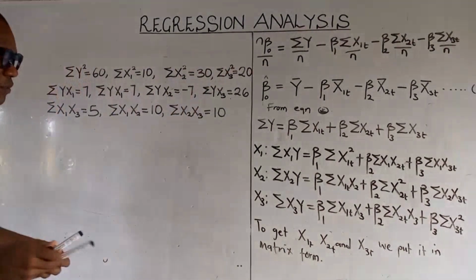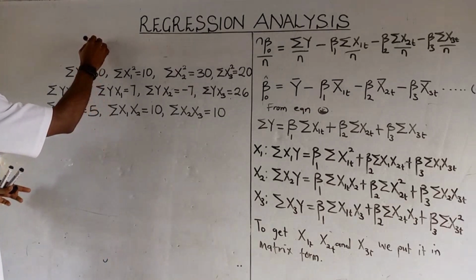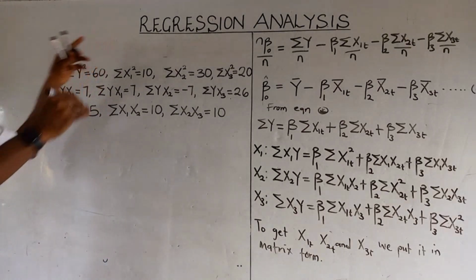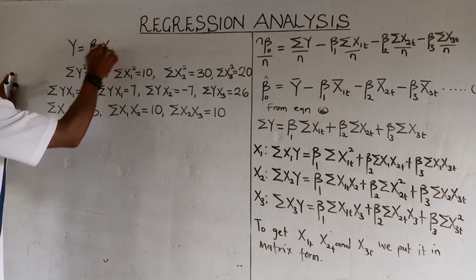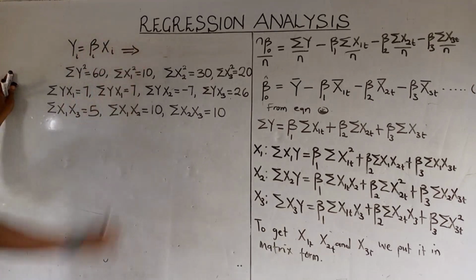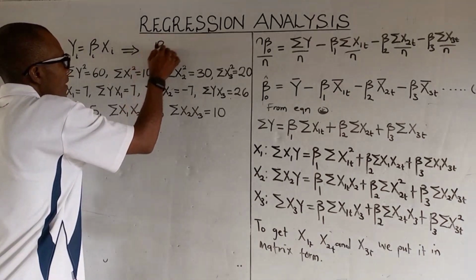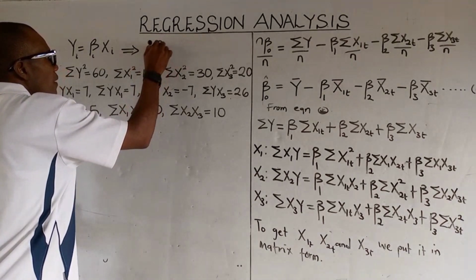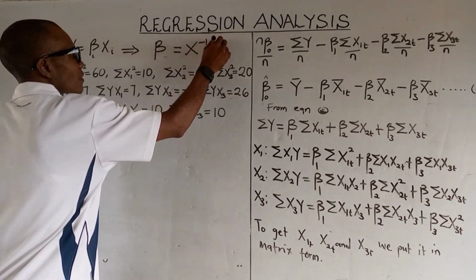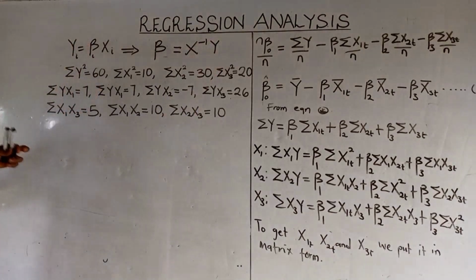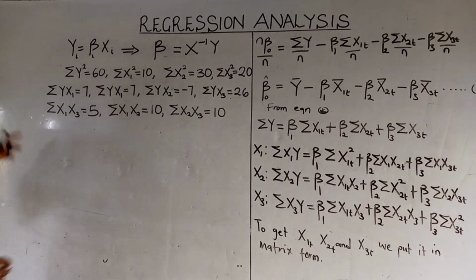So putting it in matrix form is quite simple because we already said that if y is equal to Bx, it implies that B is equal to x inverse y. So we come here, the value, we first find the value of our y.